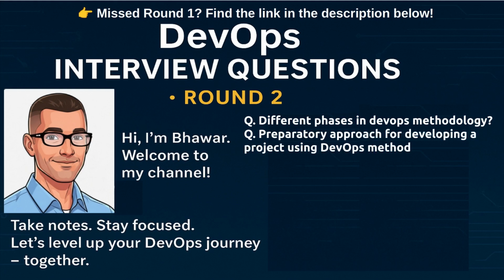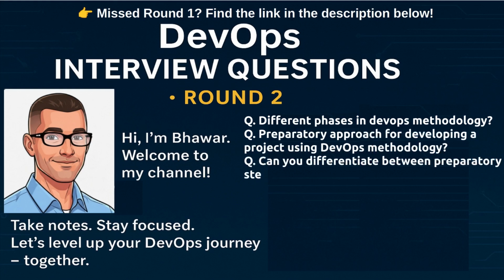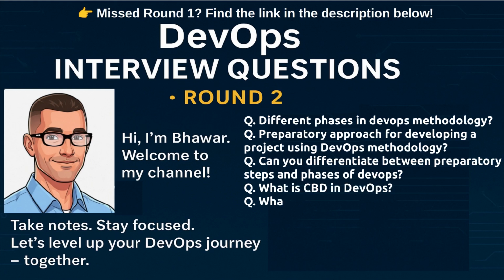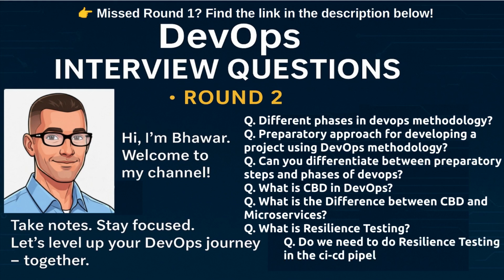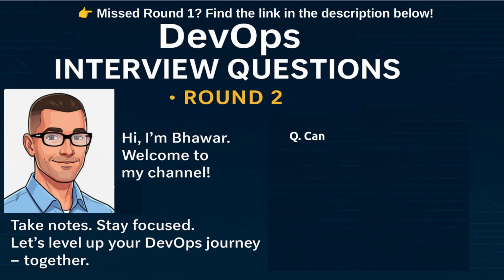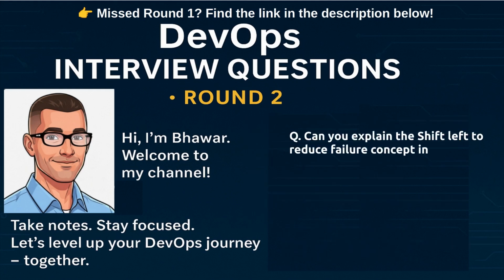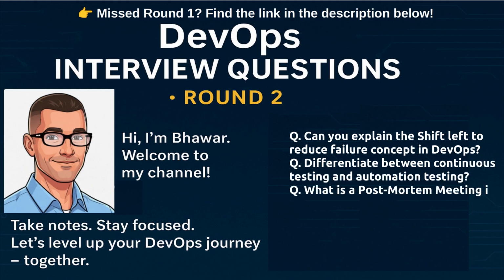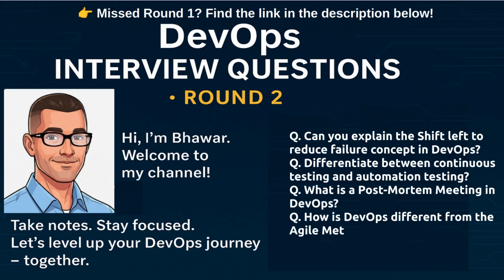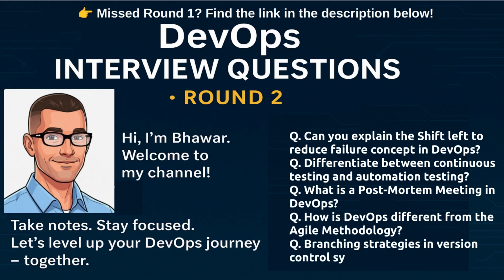questions series. If you're serious about mastering DevOps, this round goes deeper, not just into tools, but into real-world scenarios and strategic thinking. We'll cover DevOps phases, preparatory steps, CBD versus microservices, shift-left testing, resilience testing, continuous versus automation testing, and more. Each question is carefully selected to build clarity, boost confidence, and get you ready for real interviews. So stay focused, take notes, and let's level up your DevOps journey together.